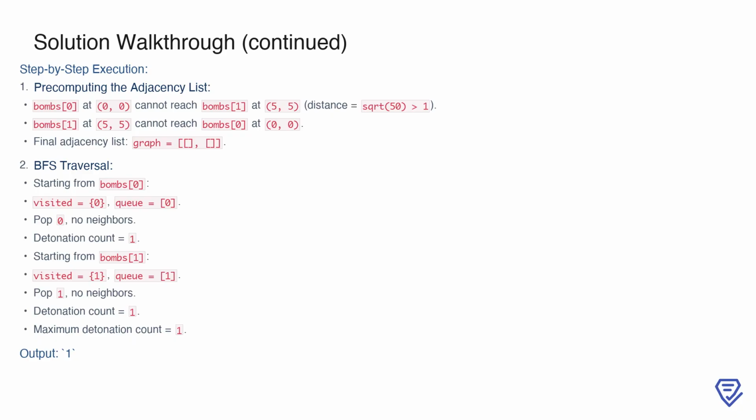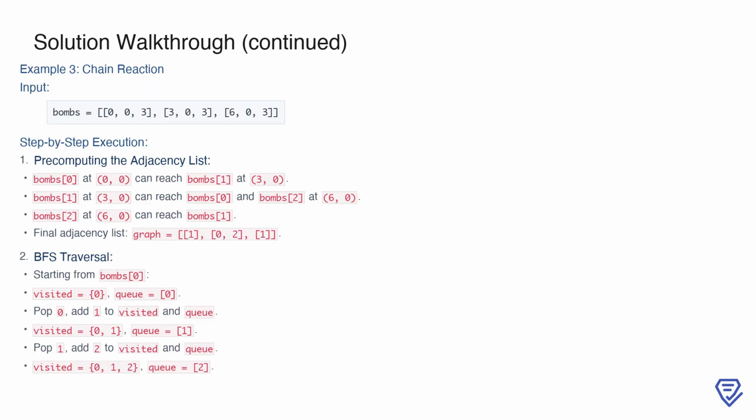The bombs are located at (0, 0), (3, 0), and (6, 0), each with a blast radius of 3. We start by pre-computing the adjacency list. For the adjacency list, we first analyze bomb 0 at (0, 0). The distance to bomb 1 at (3, 0) is exactly 3, which is within the blast radius, so we add bomb 1 to its adjacency list.